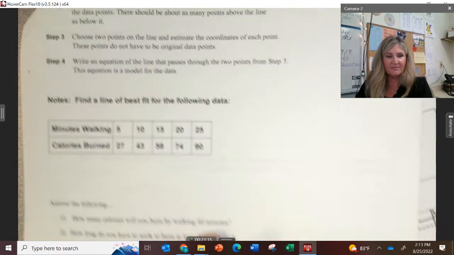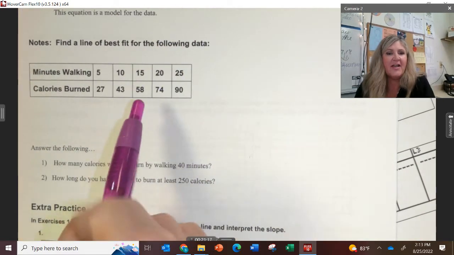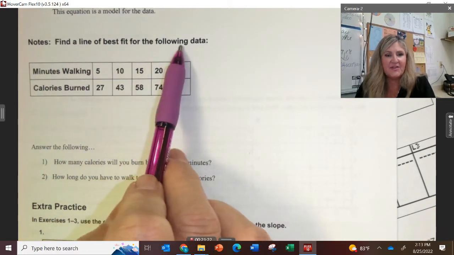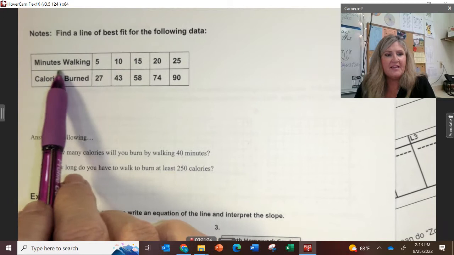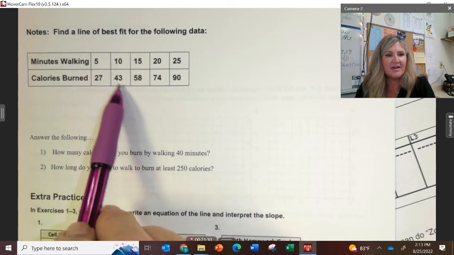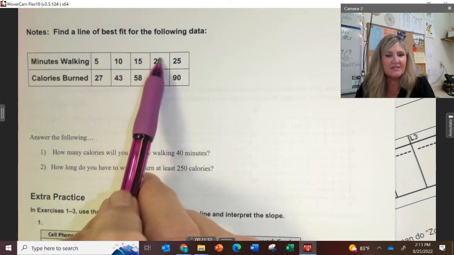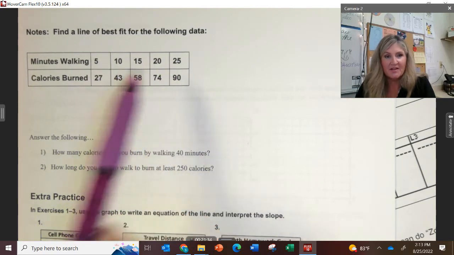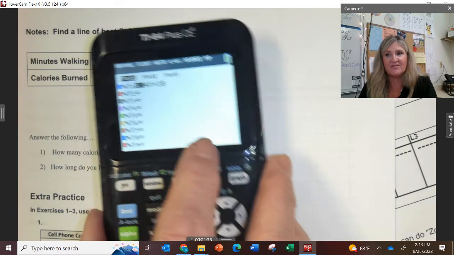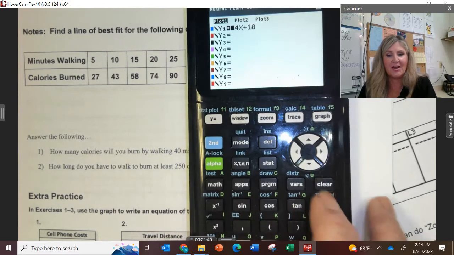That's what our directions tell us to do. Okay. Here we've got some interesting data. Find a line of best fit for this following data. If we walk for 5 minutes, we're going to burn 27 calories. If we walk for 10 minutes, 43, 15 minutes, etc. Would you guys know where to get started if we want a line of best fit for this? Do you remember how to start?